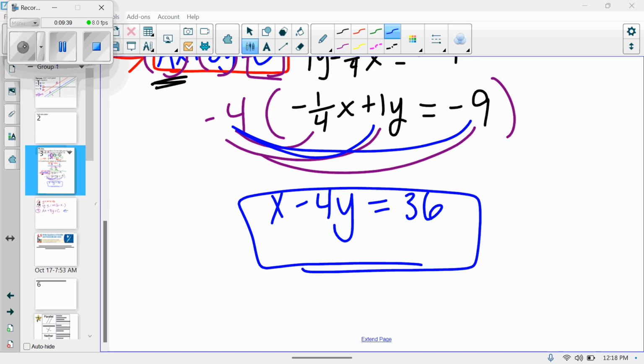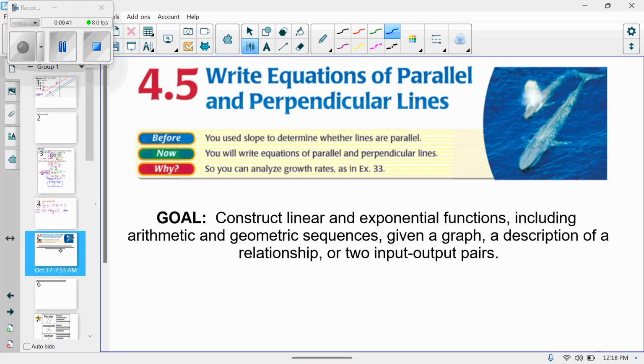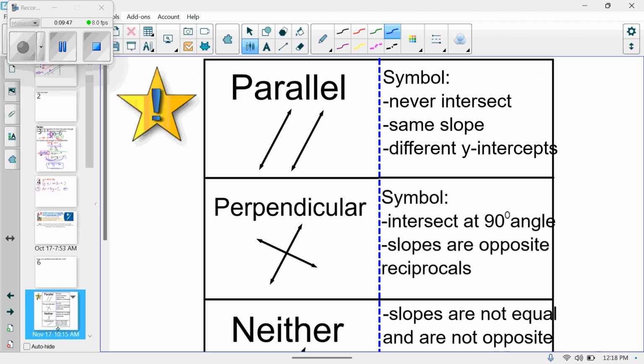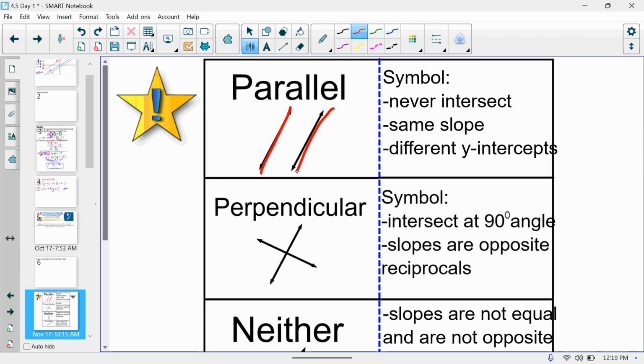So for the next section of chapter 4, we're going to be starting to learn about parallel and perpendicular lines. I'm going to pass out a chart to you that looks like this. So we have to remember that parallel lines never cross each other. They never intersect. So they look like this, okay? But what makes that happen in the coordinate plane? We've talked about this once already this year, but in case you forgot, they have to have the same slope.